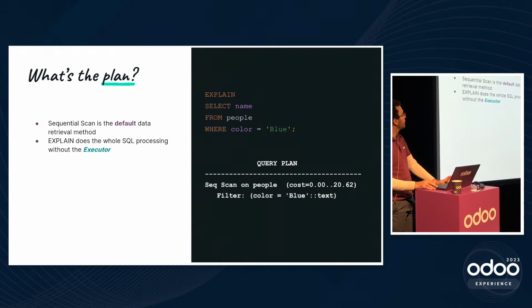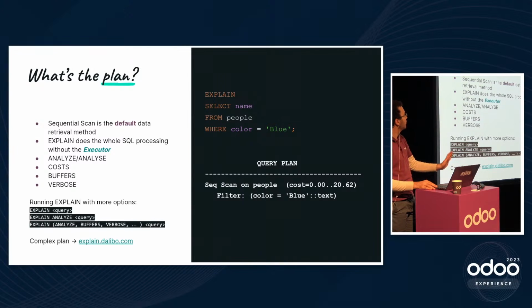The explain keyword will not do the whole process we saw before, up to the executor. So the query is not executed. It gives you only the plan. You can add additional keywords around the explain. The most common is just explain analyze. Analyze will execute the query after that and give you additional data like execution time. Costs give you additional information about the cost that was used. Buffers give you input and output, so basically what's written on disk and what's read from cache. Verbose gives you more information.